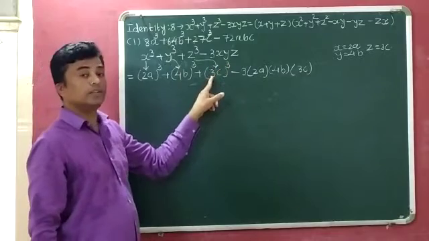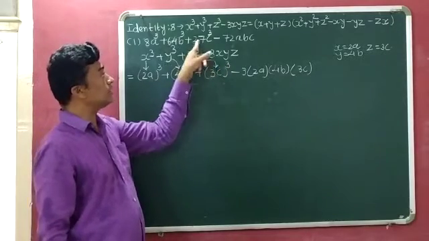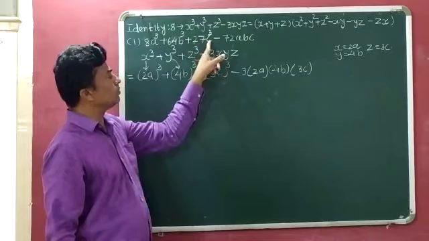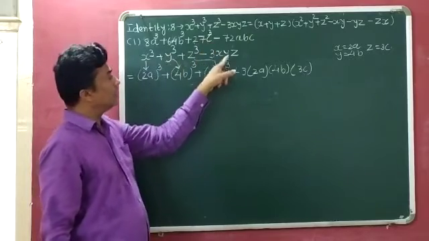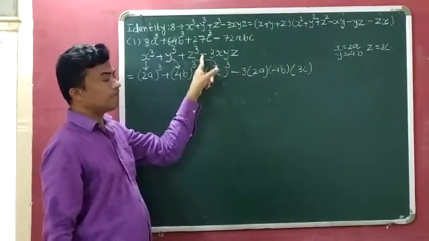So 3 raised to 3. 3 3s are 9, 3 9s are 27. So 27 came and c cube came, which means our arrangement is right. Now this arrangement, see, minus then minus.